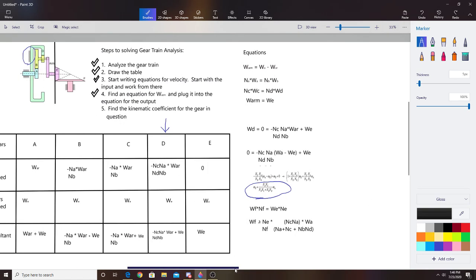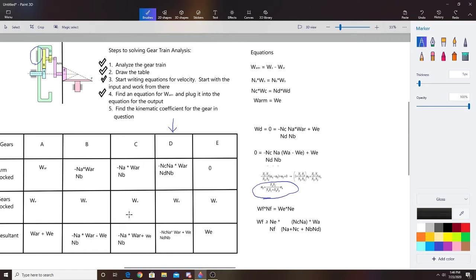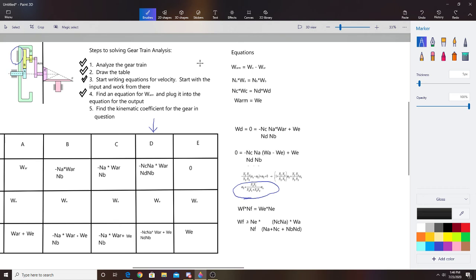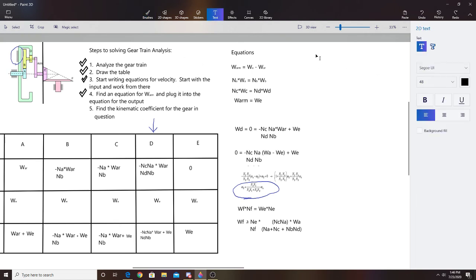That's it. I hope you understand that, because if you don't, that's going to be sad. But really quick, we'll do another one just so we can nail this one down. We're going to do the kinematic coefficient of gear B, right? Because gear B and C are the same. So what you do is you need to find an equation for gear B where it says WB is equal to this. So let's go ahead and do that up here. We have the equation right here: WB is equal to the opposite of NA over NB times WAR plus WE. So we're going to maneuver this equation once again.